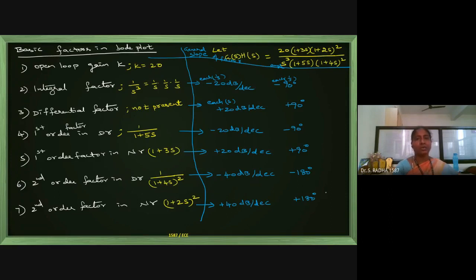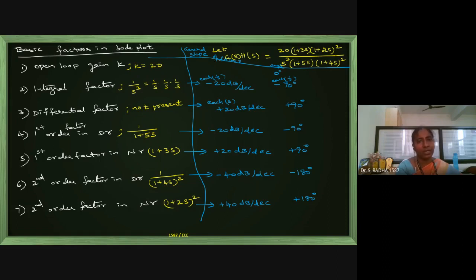Okay, and coming to the open loop gain, it will decide only the initial starting point of the Bode plot. When you start drawing a graph, that initial point, where it should be, is decided by the open loop gain. Phase angle is 0 degrees by the open loop gain.